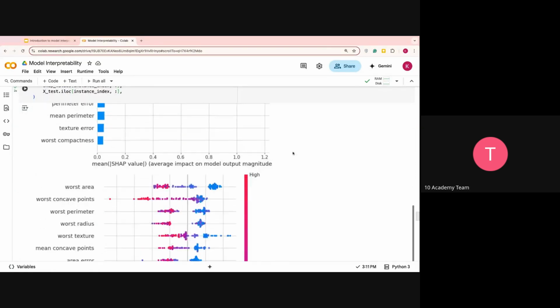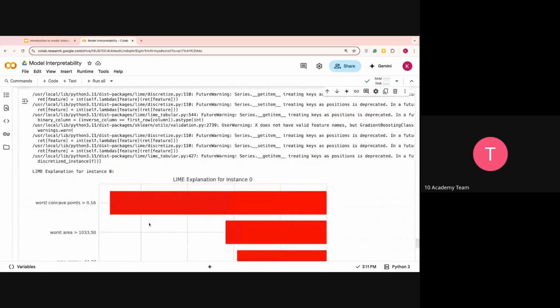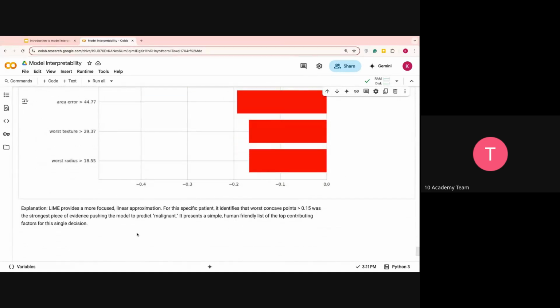Looking at worst concave points and worst area, we can see that this one is a linear approximation, more focused for a specific patient. It identifies the worst concave points as the strongest piece of evidence pushing the model to predict management. It presents a very simple human-friendly list of the top contributing patterns for a single decision made, so SHAP gives a more focused result.